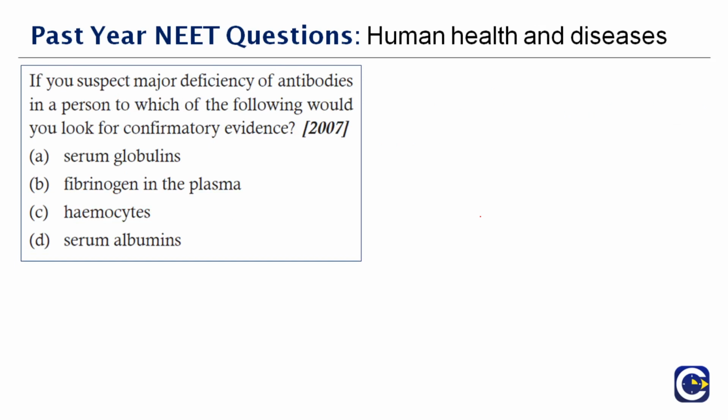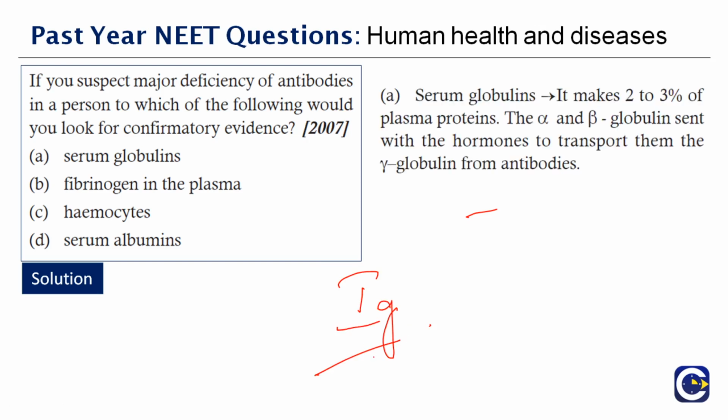If you suspect a major deficiency of antibodies in a person, to which of the following would you look for confirmatory evidence? Very easy question, because we already discussed it in the earlier part of the same chapter. I told you antibodies are immunoglobulins. Therefore, you will go for the confirmatory test which involves serum globulins, which is option A. Serum globulins make up about 2 to 3% of the plasma proteins. The alpha and beta globulins help transport hormones, while the gamma globulins form the antibodies.